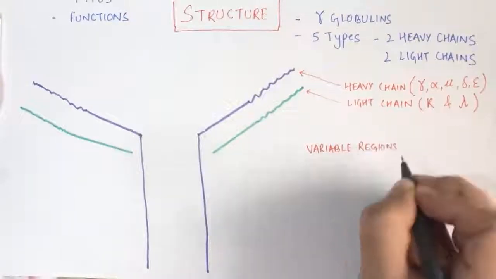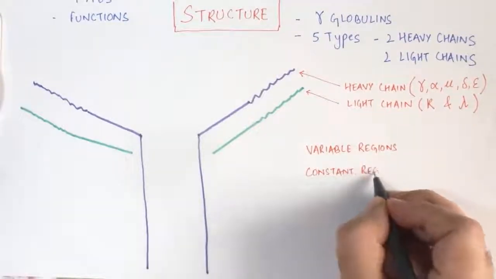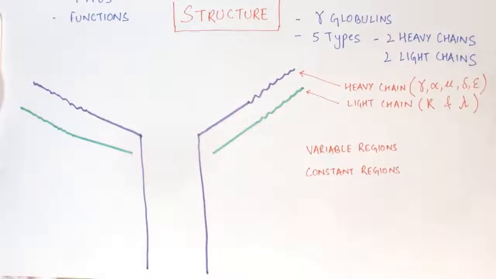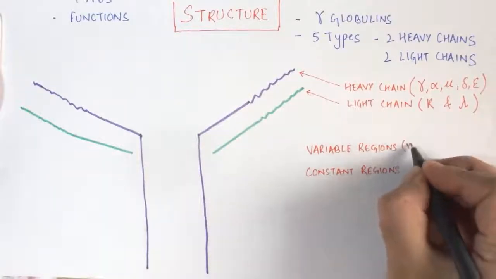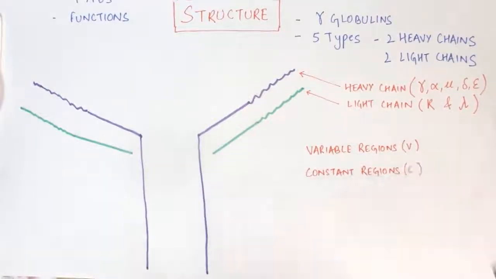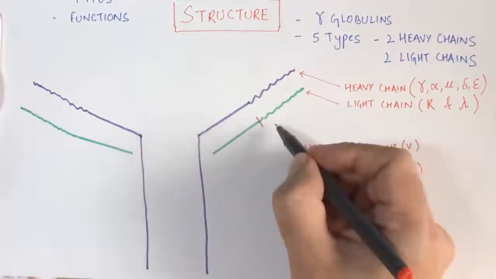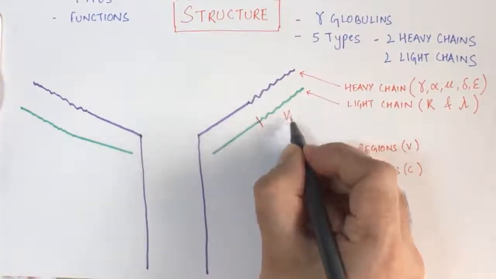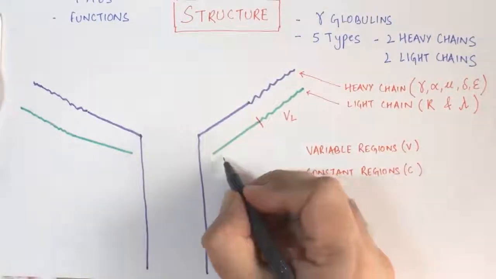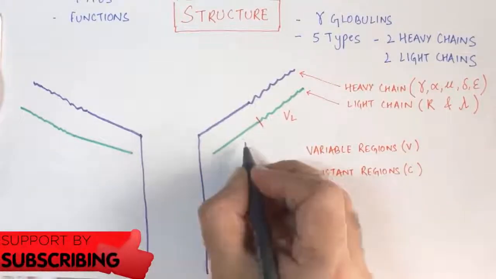Now on each heavy and light chain, there are variable regions and there are constant regions. The variable regions are denoted by the letter V, whereas the constant regions are denoted by the letter C. So as you can see on the light chain, there are 2 parts. The distal wavy part is the variable region of the light chain and the proximal part is the constant region of the light chain.